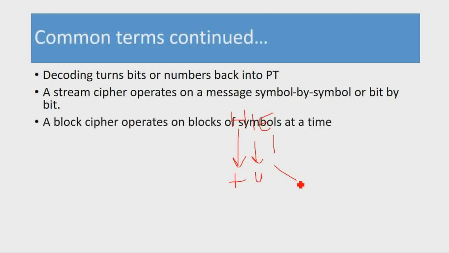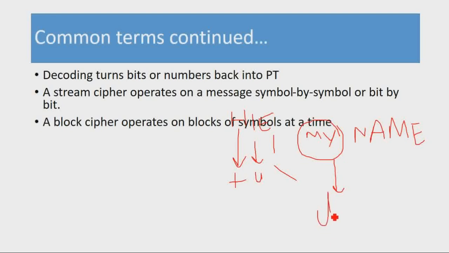The next one is a block cipher, which operates on blocks of symbols at a time. So let's try to extend this message. Let's say it's hi my name is, or let's just stop right here. What a block cipher would do is it will operate on blocks of symbols. That means it will encrypt messages as blocks. For example, it could take a pair of letters, for example, my, and it could encrypt this my to something like, let's say, U backslash, right?